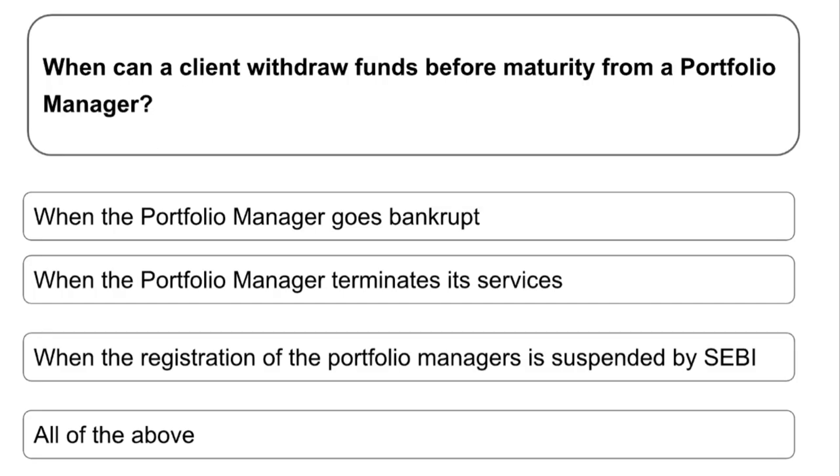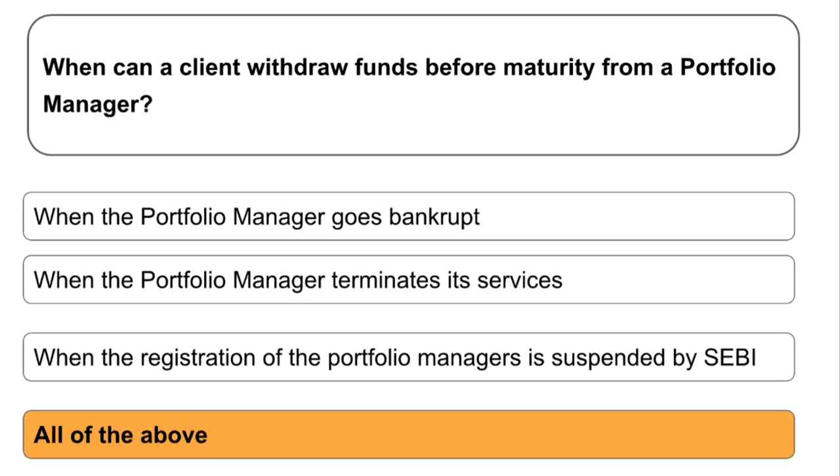Next question. When can a client withdraw the funds before the maturity of the portfolio manager? Options are: A, when the portfolio manager goes bankrupt; B, when the portfolio manager terminates his services; C, when the registration of the portfolio manager is suspended by SEBI; D, all of the above. The correct answer is all of the above.